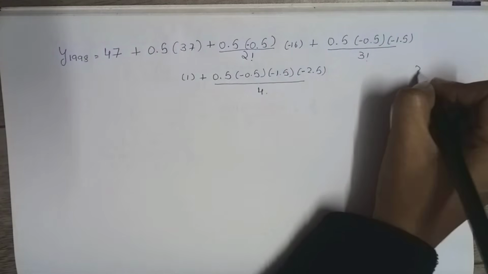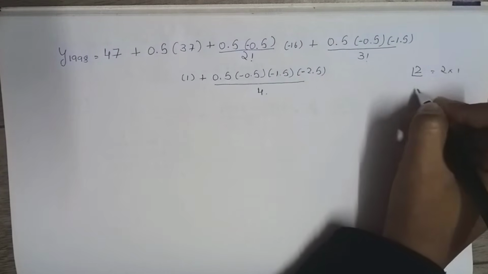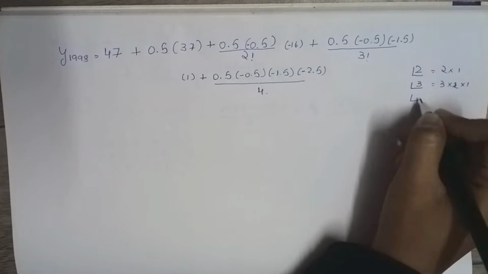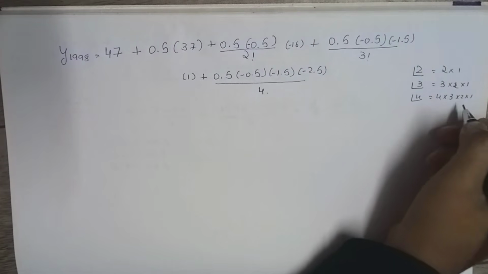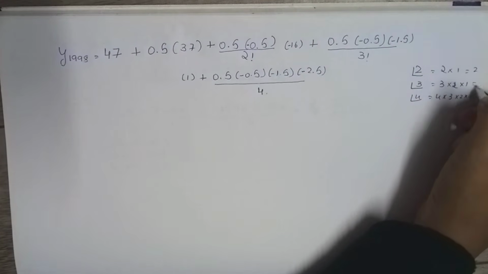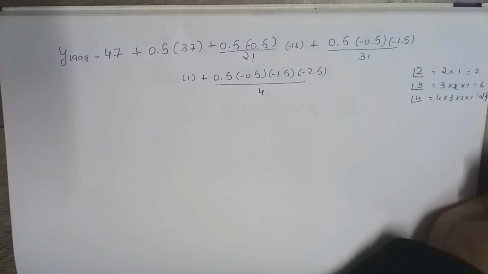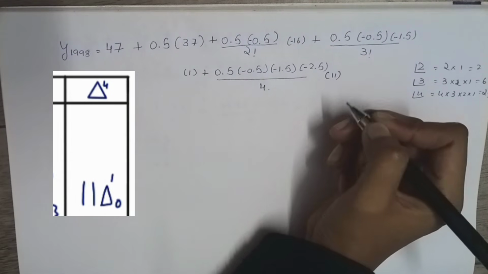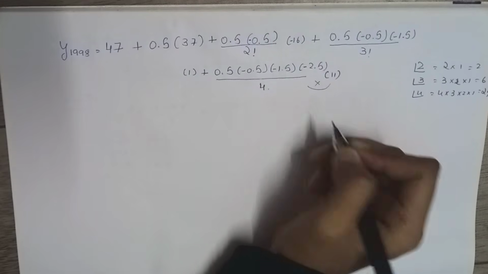And how to find factorial, we'll know that. Factorial of 2 is 2 into 1, then factorial 3 is 3 into 2 into 1. Then factorial of 4 is 4 into 3 into 2 into 1. So these are 2, 6 and 24. Here it is 11, which is delta 0,4. We have to multiply this.